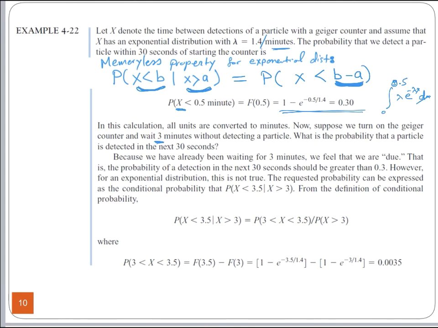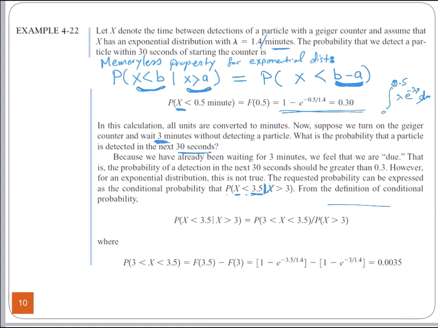Okay, so I think the correct thing is that 1 over lambda is equal to 1.4. Because it's e to the minus lambda t, right? So the lambda here is equal to 1 over 1.4 minutes, and it's in units of minutes. So again, just notice this error in the description of lambda. Now, in this calculation, all units are converted to minutes.